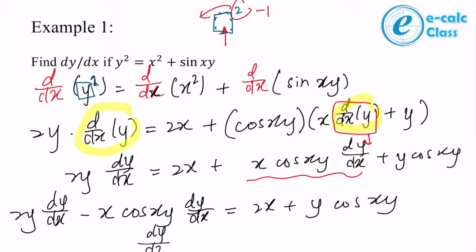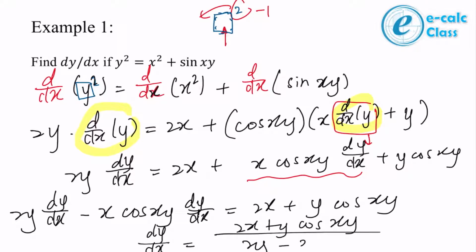So dy dx will be, this one I copy. I'm running out of space, so I'm skipping one step. This will be 2y minus x cos xy. And this is it. This is how we differentiate implicitly, because the question only asks us to find dy dx. So this is the answer. Alright, so let's move on to the next example.